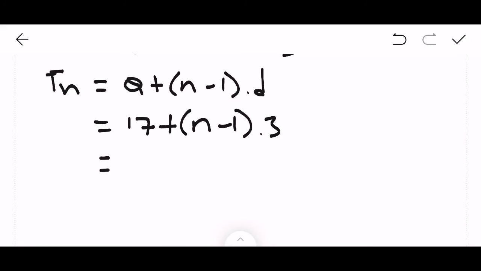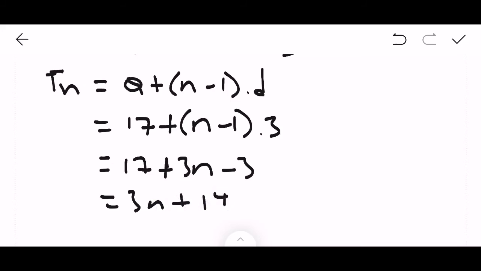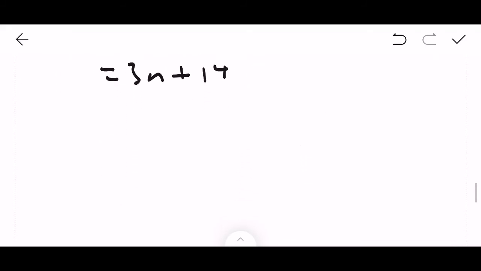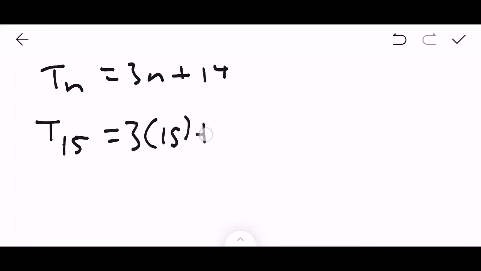So the general formula for an arithmetic sequence is Tn equals a plus n minus 1 times d. Our a is our first term, which is 17, plus n minus 1 times our common difference, which is 3. So we have 17 plus 3n minus 3. So that's 3n plus 14. Now to get the 15th term, we need to say T15 equals 3 into 15 plus 14. So that will give you an answer of 59. So that's the final answer.